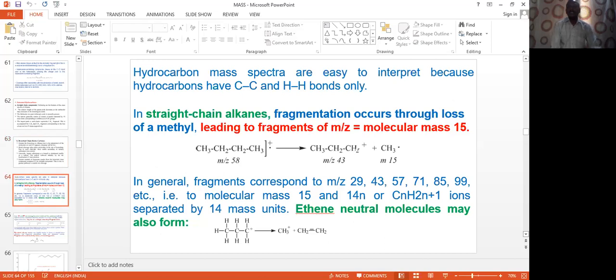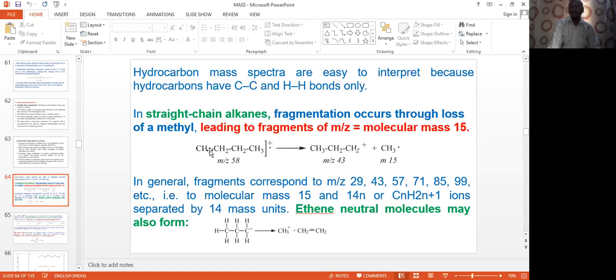So here, in straight chain alkane fragmentation, fragmentation occurs through loss of a methyl group, leading to an M minus 15 peak. Here you can see the molecule, butane molecular ion. The m/z value is its molecular weight, that is 58.